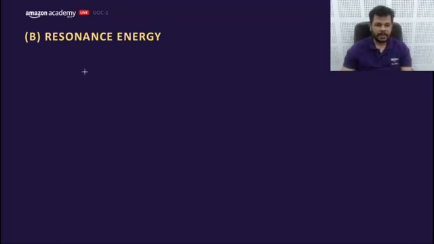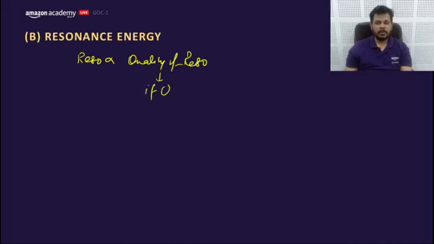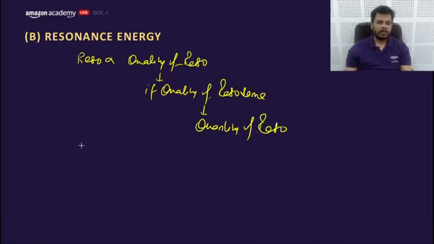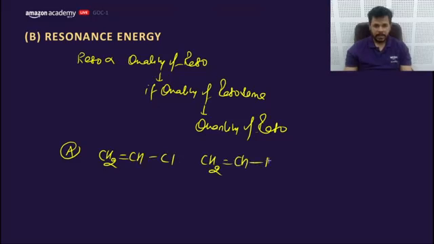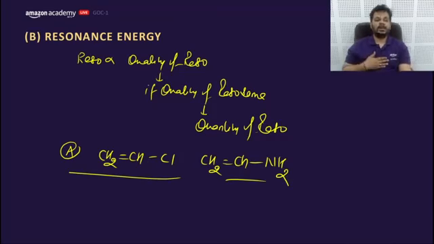Next is resonance energy. Resonance energy is directly proportional to what? Quality of resonance. Then if the quality of resonance is the same, you look for the quantity of resonance. For example, let's have an example A: CH2 double bond CH, Cl, and CH2 double bond CH, NH2. Which has more resonance energy? The quality of resonance will decide the amount of resonance energy here.